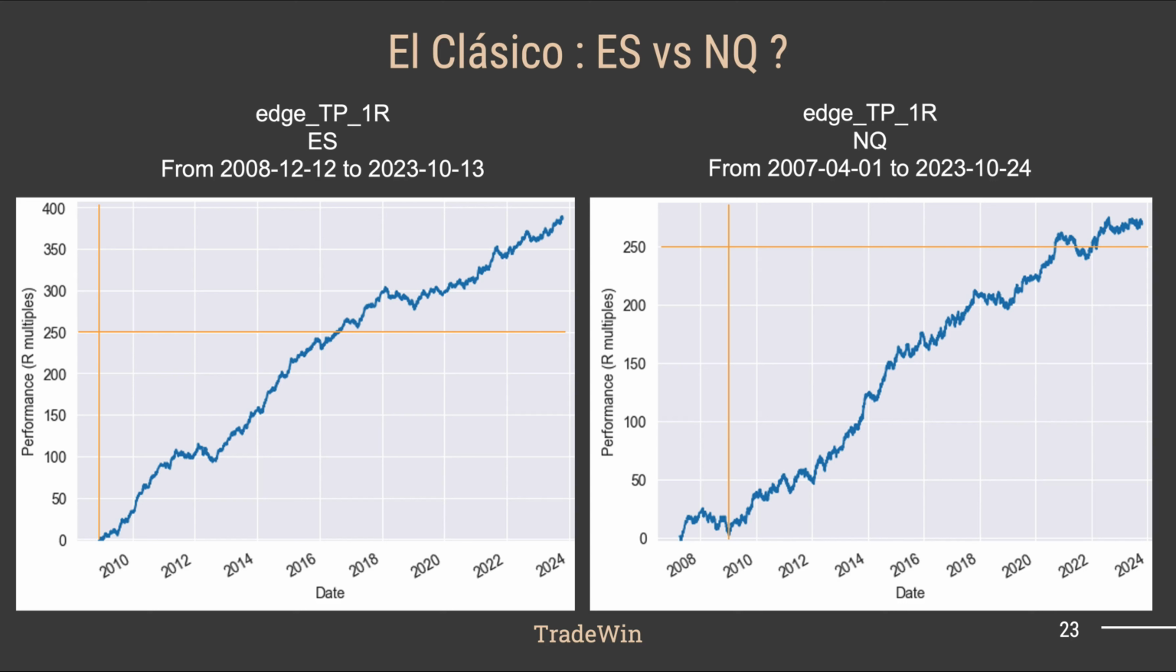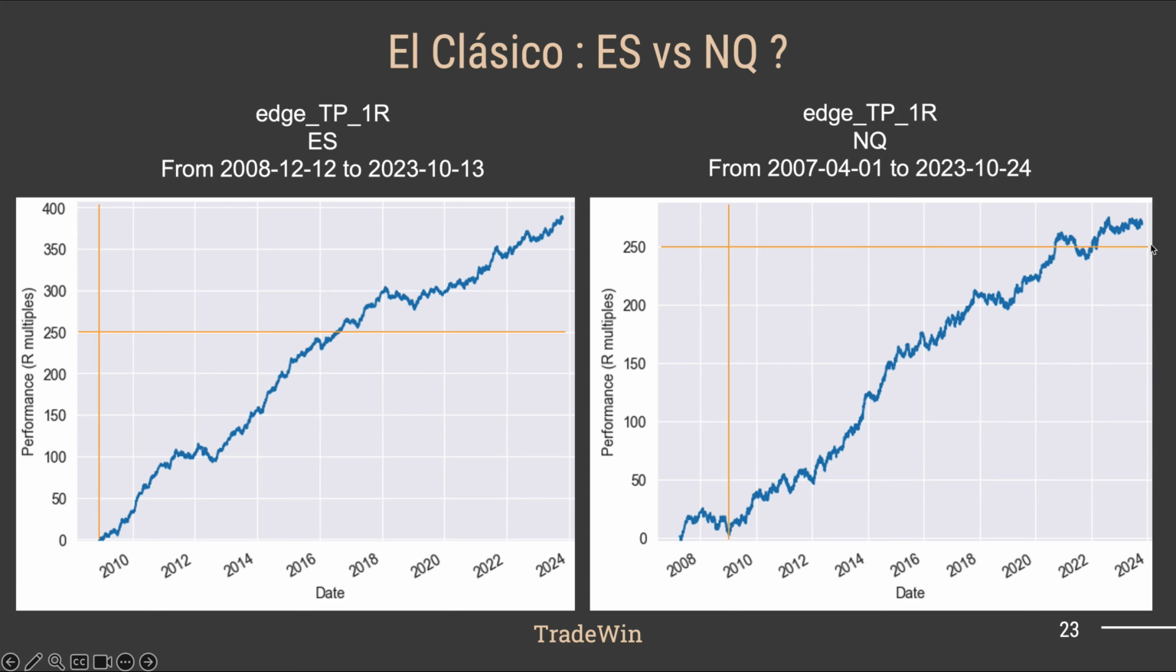Let's compare now El Clásico, ES versus NQ. That's really important because traders have different beliefs here that are most of the time taken out of thin air. Again, the strategy is more profitable for ES if you trade both sessions than NQ. Even if NQ might give you better trading opportunities because there is more volatility or anything you could think about, I don't care. If we start both of the simulations at 2009 on the left and on the right, the same level here, 250R, is set up on the two graphs.